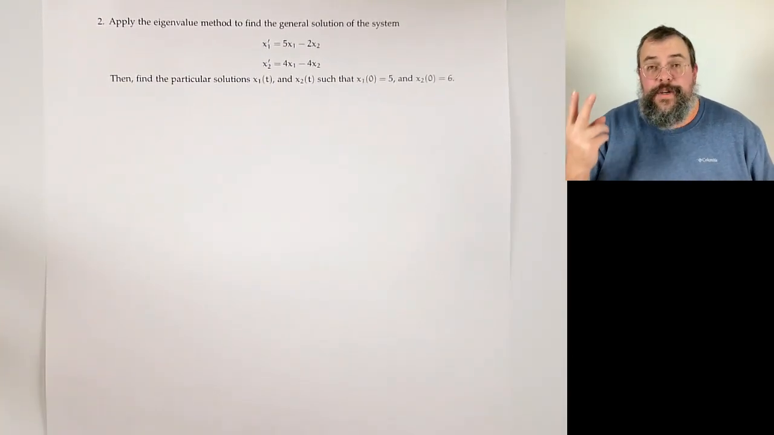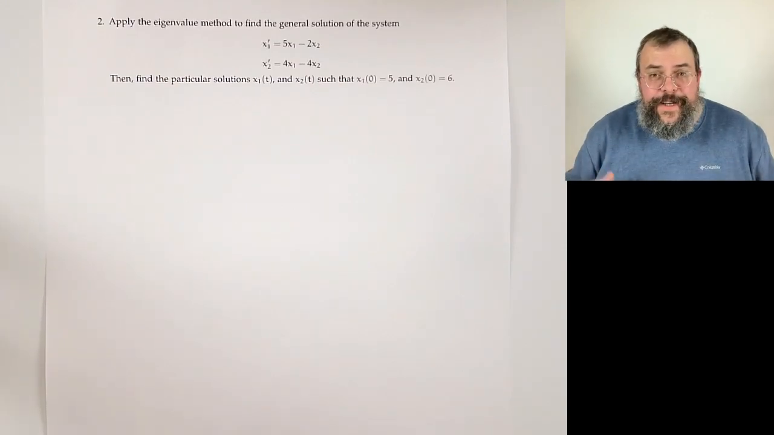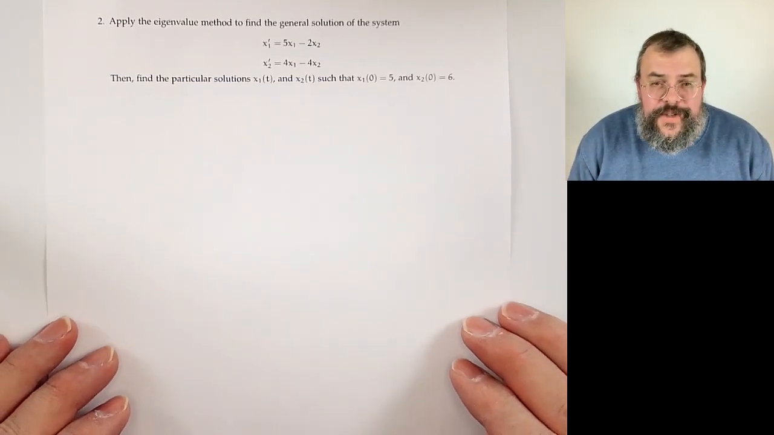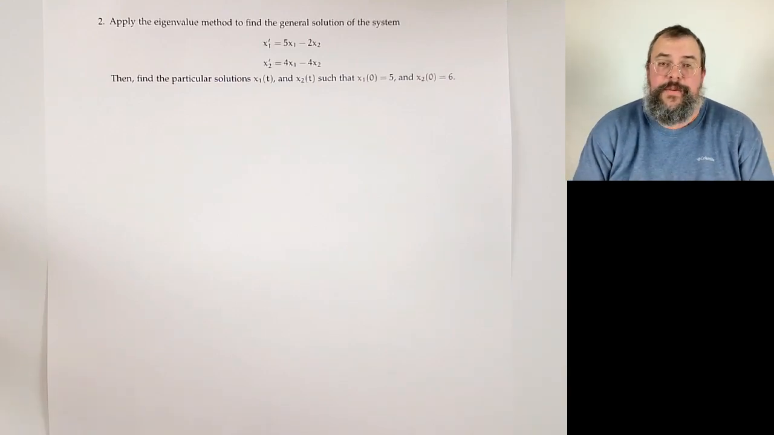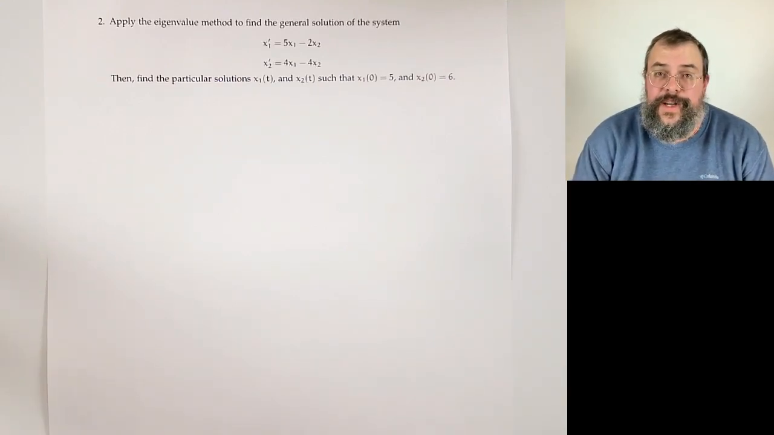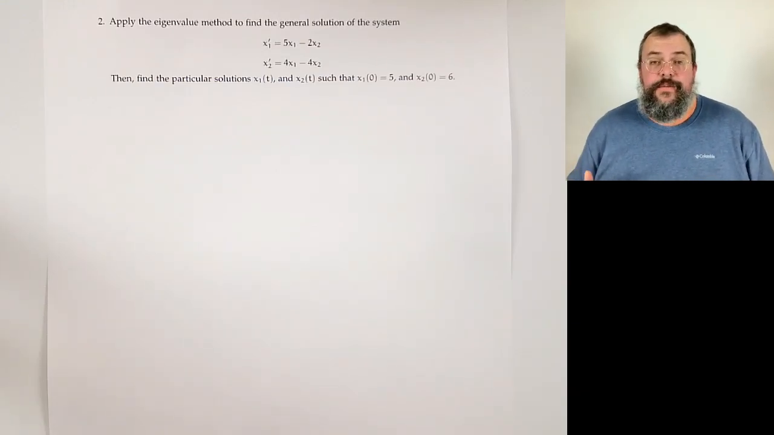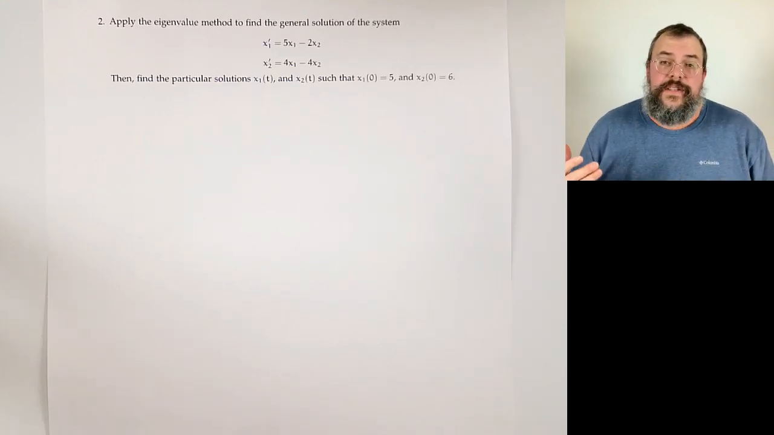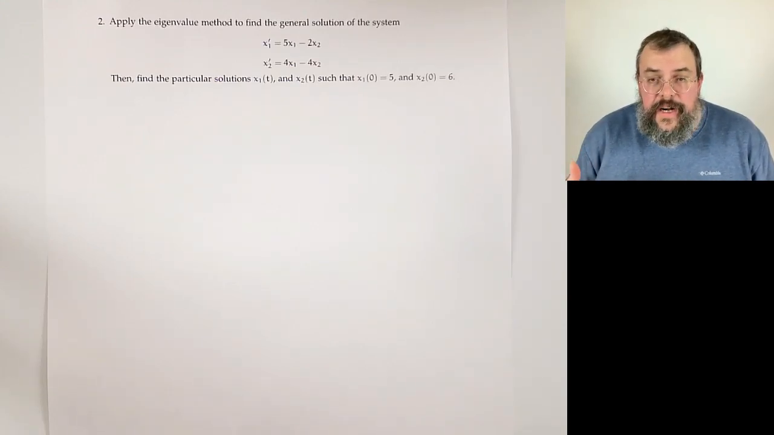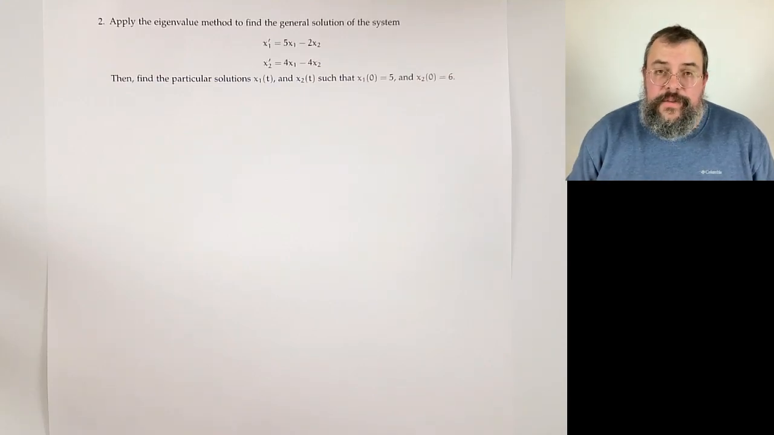So, number 2, apply the eigenvalue method to find the general solution of the system. x1 prime equals 5x1 minus 2x2. x2 prime equals 4x1 minus 4x2. And then find the particular solutions, x1 of t and x2 of t, such that x1 of 0 is equal to 5, x2 of 0 equals 6.